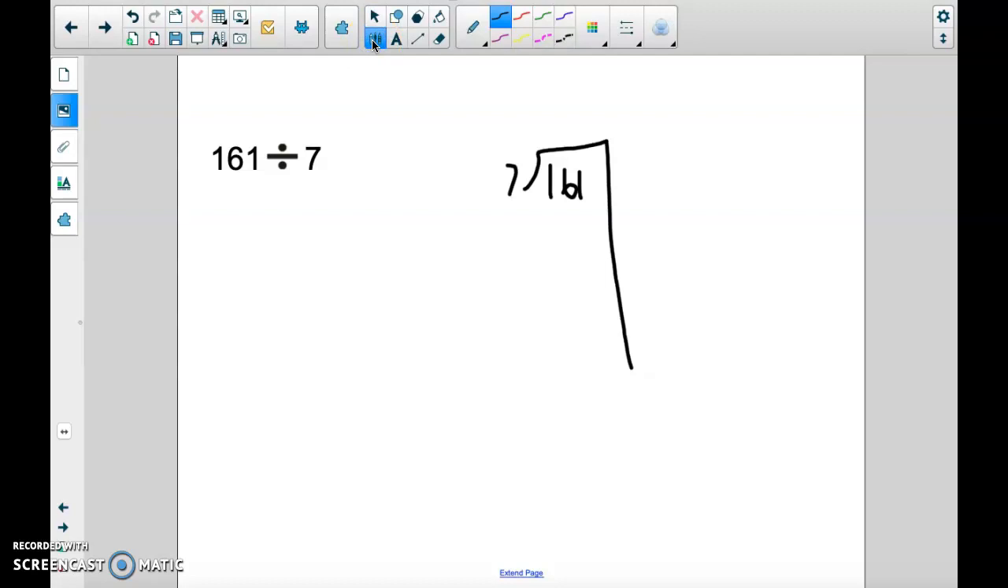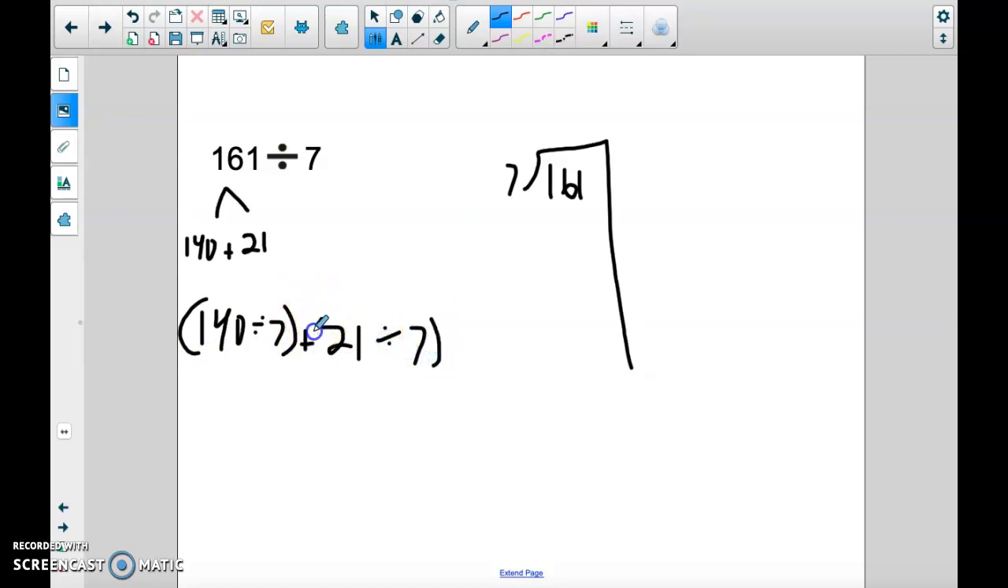So if I'm trying to use that trick to help us out, I know that 7 can go into 140, right? And then I would do 140 plus 21. So then my new little equation here would be 140 divided by 7 with parentheses plus 21 divided by 7. And maybe some of you are able to do this in your head, and that's fantastic, because that's the whole thing, is trying to make your life easier. This would be 20. 21 divided by 7, that would just be 3. So my answer would be 23.